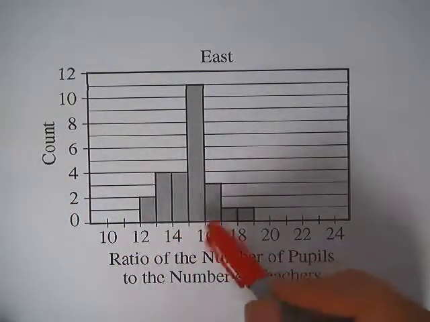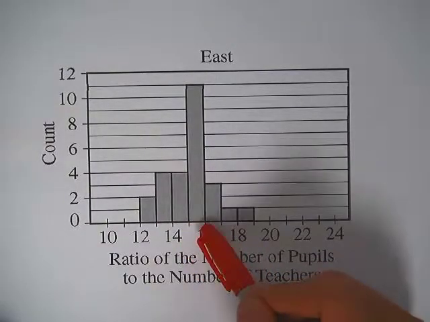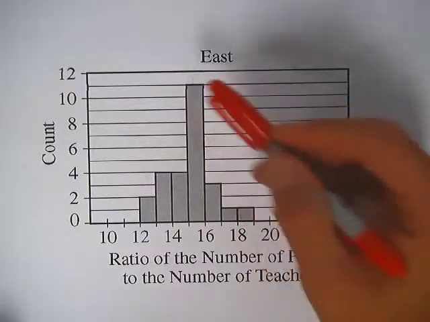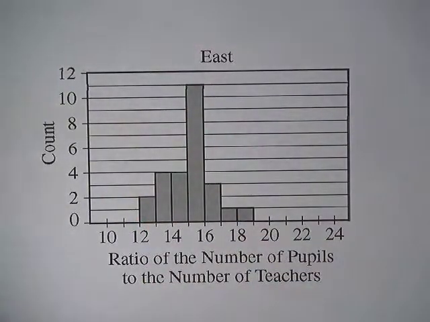Okay, we can see from 15 to 16, that was the most frequent. That went up to a frequency of 11. And so forth. So that gives us a pretty good idea of the pupil-teacher ratio in those states. Okay, so we'll come back to that in a sec.